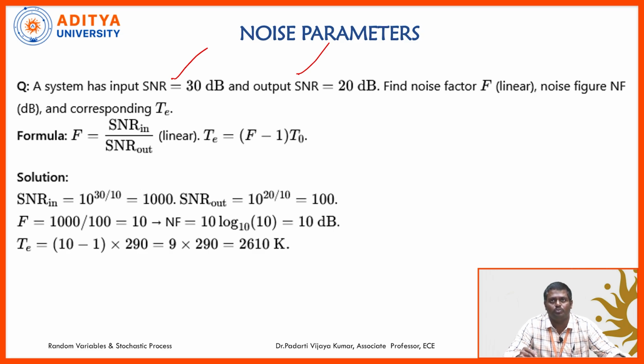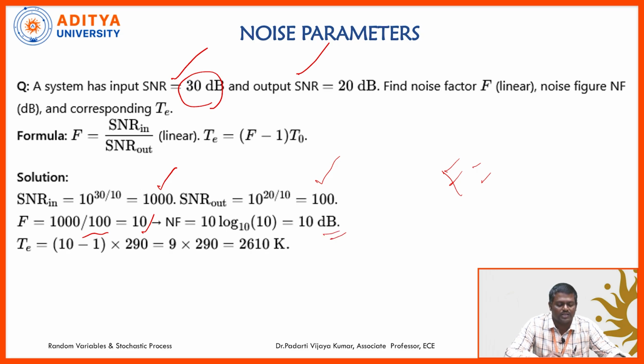Okay. Next one, F has to be calculated indirectly because the signal to noise ratio at the input and the signal to noise ratio at the output are given. So, F is equal to SNR at the input by SNR at the output. These values are given in decibels, so we need to convert them into normal values. The normal value of SNR input is 1000, SNR output is 100. F will be SNR input by SNR output, F will be 10. So, noise figure in decibels will be 10 log10, it is 10 dB. So, T E is equal to F minus 1 into 290. F is 10 normal value, 9 into 290, 2610 degree Kelvin. This is the effective noise temperature.